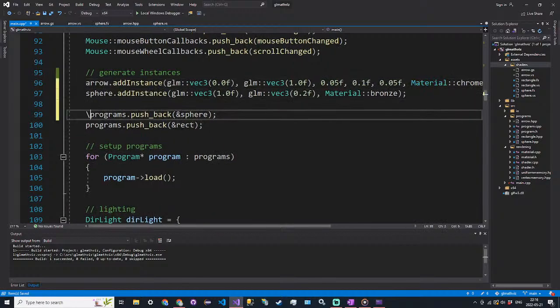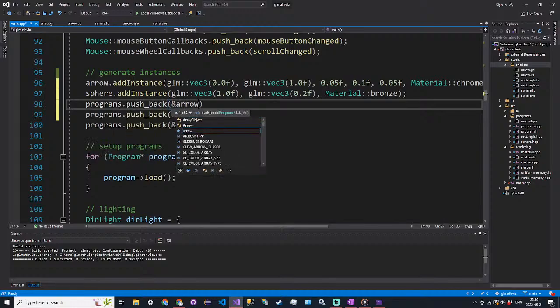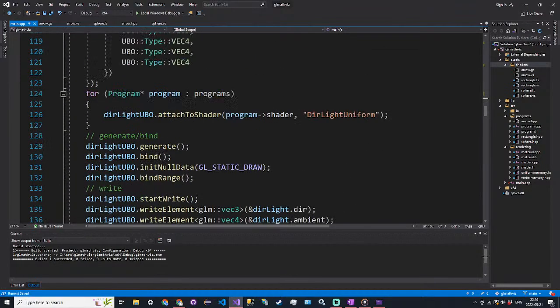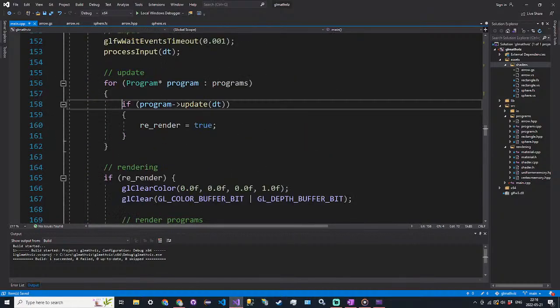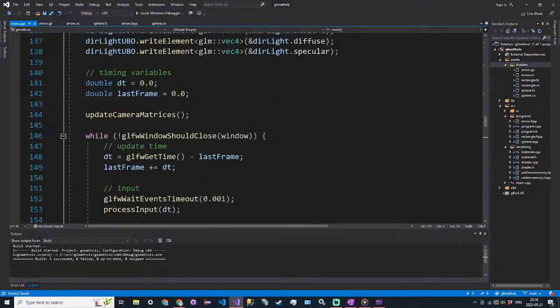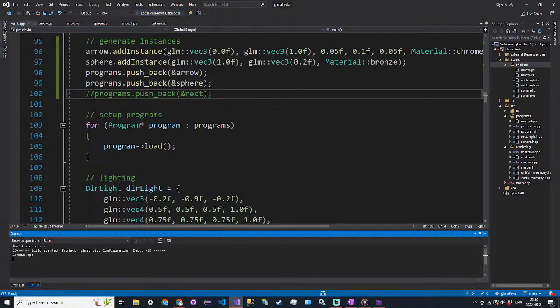And then we just need to push back programs.push_back(arrow), and it will do the rest if you remember. So we just push it back to the program list. It gets loaded in this for loop. We set up the directional light in this for loop. We then update it in the for loop, and we render it in the for loop, and then clean it up in the for loop. So we just need to add it to the program list, and it will get automatically rendered. I'm going to drop the rectangle for now, just because I don't want to render it. But let's look at this.